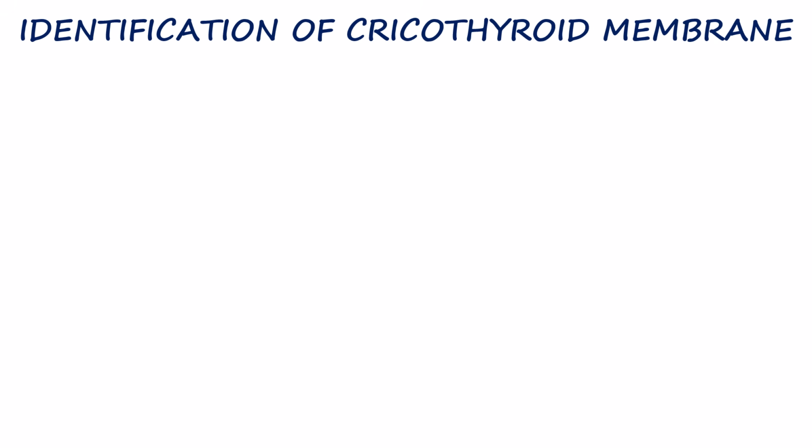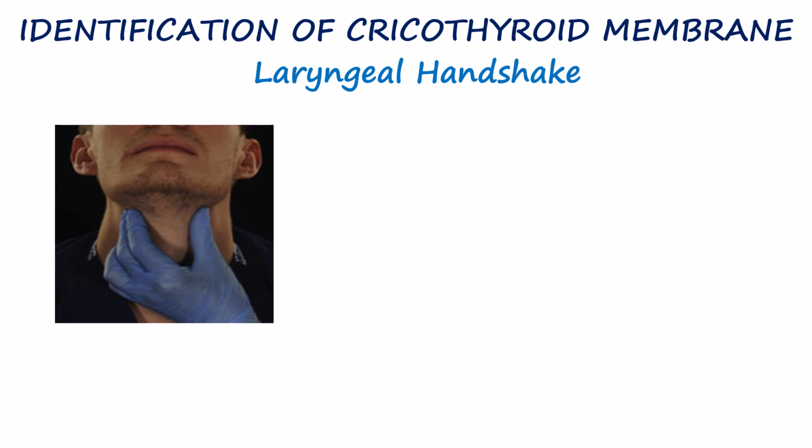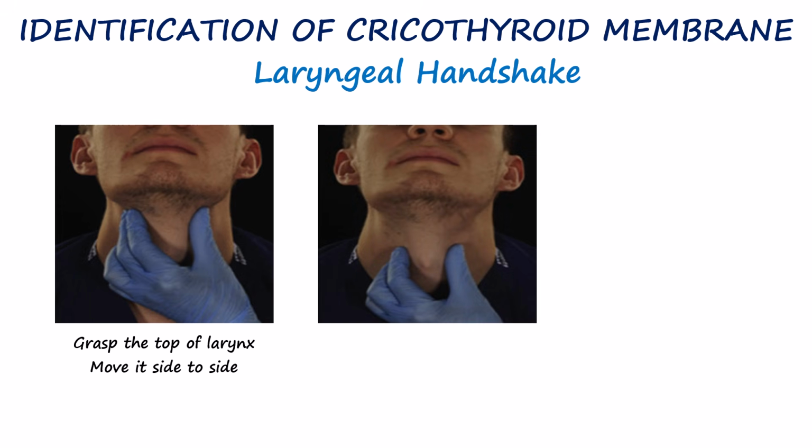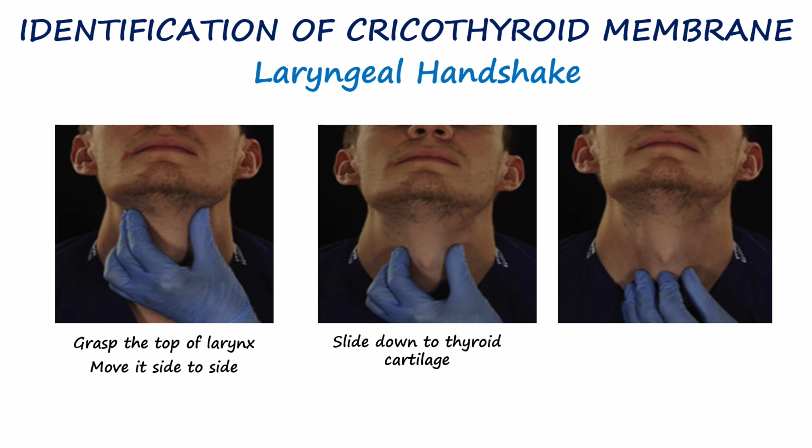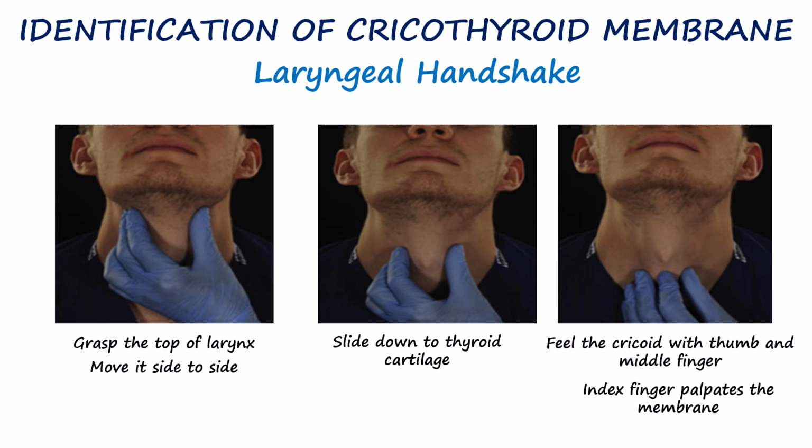The Difficult Airway Society 2015 recommends using the laryngeal handshake to systematically identify the laryngeal structures. In this method, we begin by grasping the top of the larynx at the greater cornu of the hyoid bone and gently rolling it side to side, appreciating the cartilaginous framework of the larynx. From there, we slide our fingers down over the thyroid cartilage, then continue sliding until the middle finger and thumb are over the cricoid cartilage while the index finger palpates the cricothyroid membrane.